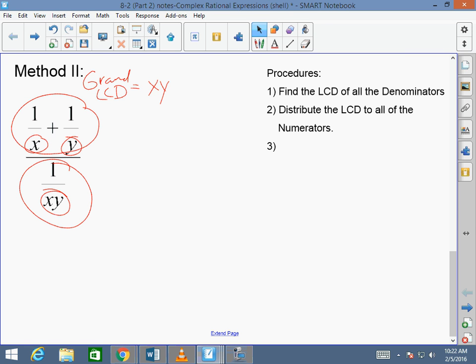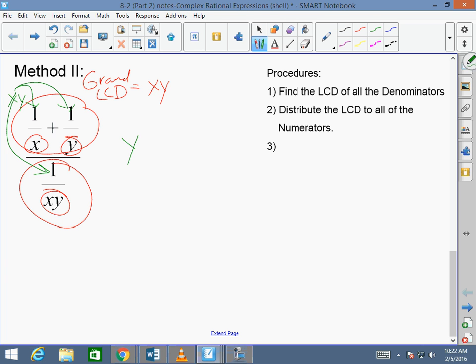Step 2, distribute the LCD to all of the numerators. I am literally going to take this xy and multiply it here, to here, and to here. What's happening here, guys, when I use method 2, the beauty of it is that I eliminate the denominator. I'm getting rid of the denominator. It's gone. For example, xy times 1 over x leaves you with y.